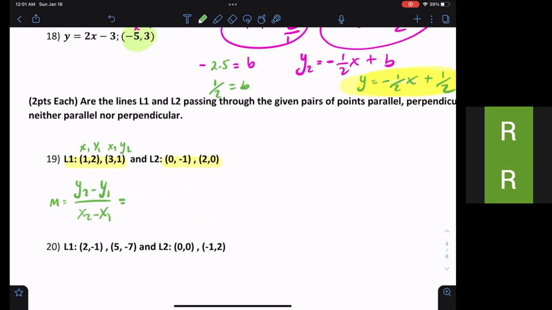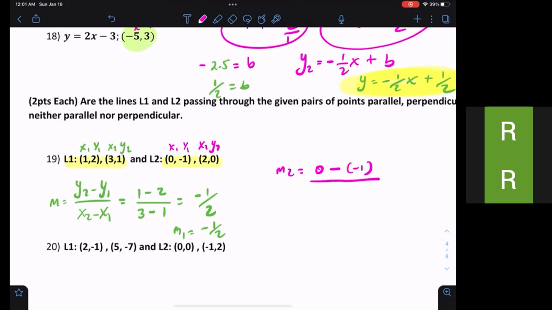So use the formula. Y2 is 1 minus 2, over X2 is 3 minus X1 is 1. If you solve that, you get negative 1 over 2. So this is the slope, M1 equals negative 1/2. Now let's do M2. Again X1, Y1, X2, Y2. Y2 is 0 minus Y1 is negative 1, so that's the negative from the formula and another negative. And then X2 minus X1 is 0. So if you do this, negative makes a positive, that's 1, and this is 2 minus 0, so 1/2.